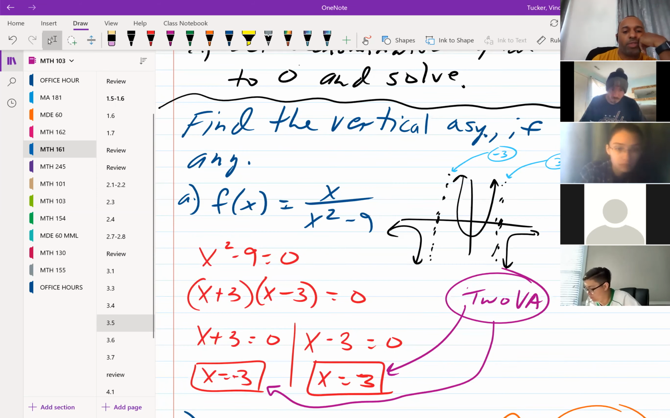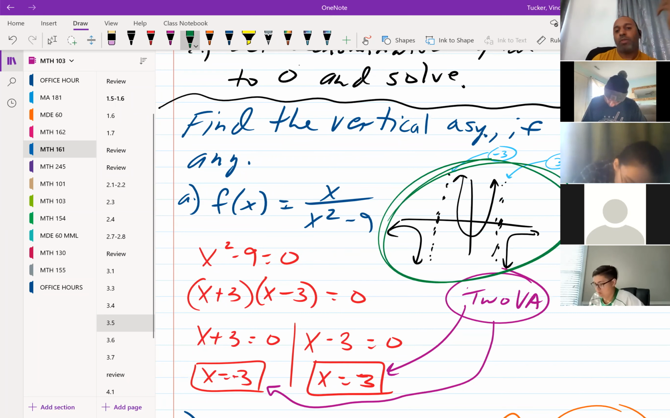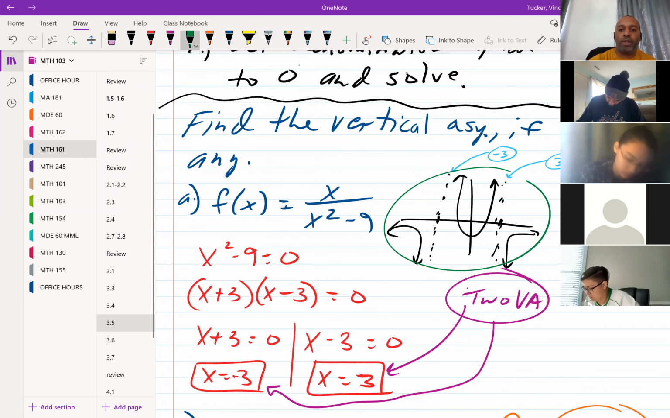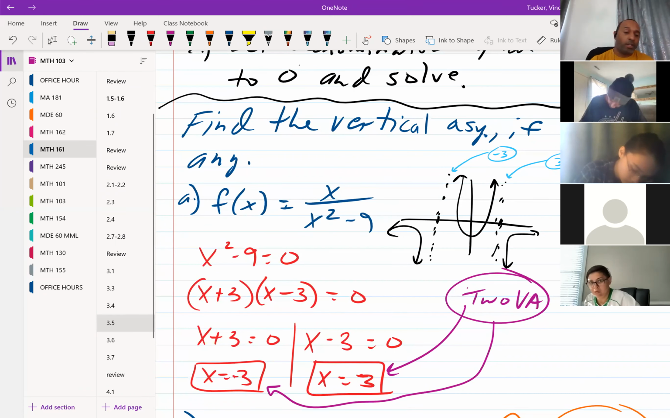So x squared minus 9 equal to 0. That factors to give you x plus 3 times x minus 3. Set both of those equal to 0, solve, and you get x equal to -3 and x equal to +3. So we will have two vertical asymptotes in this case. Here's a rough sketch of what that may look like. You have these invisible vertical lines at x equal to -3 and x equal to 3, and your graph would never cross those lines. This just helps us establish where those invisible lines would be. Any questions?